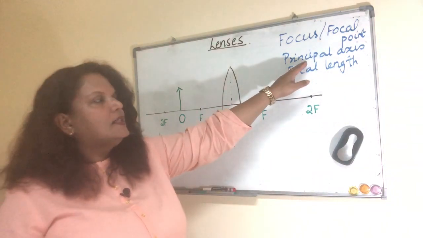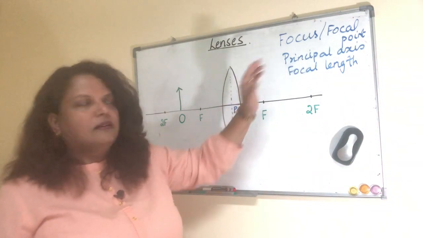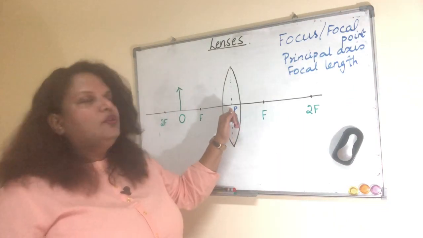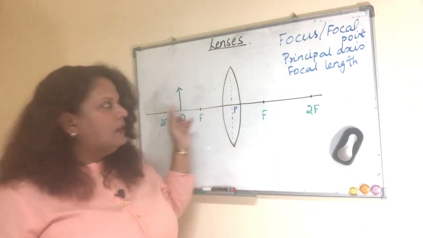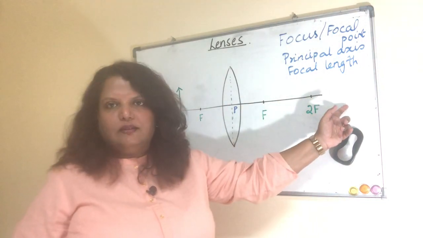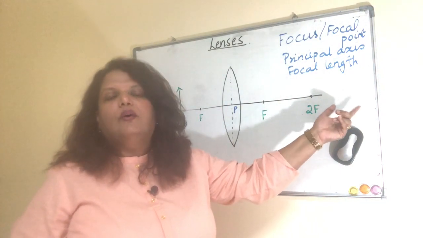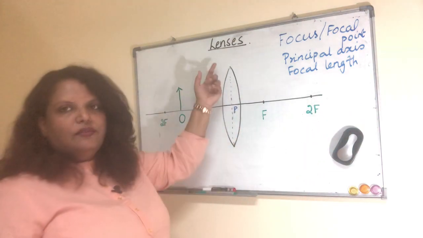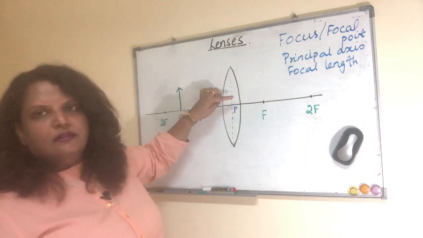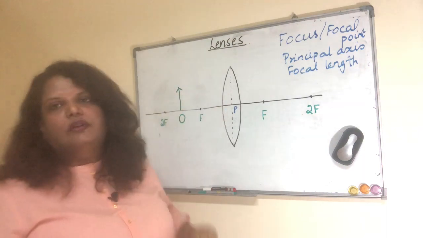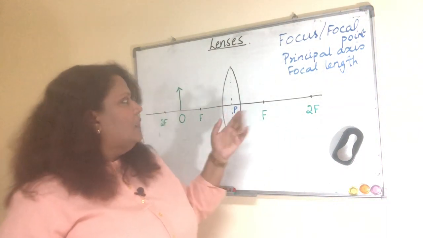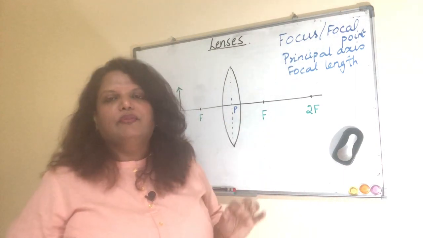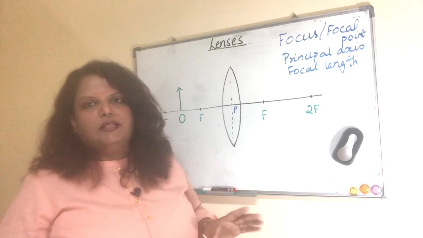The principal axis is like a perpendicular line, I would say, a perpendicular line that passes through the optic center, right? This line that I've drawn in the middle, that's referred to as the principal axis. How would you define it or describe it? It is the line that is perpendicular to the lens, right? But it passes through the optic center. Now optic center is nothing but the center of any lens. The midpoint of any lens is referred to as the optic center.